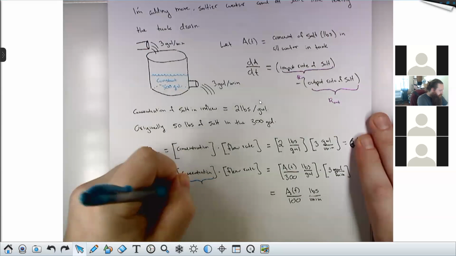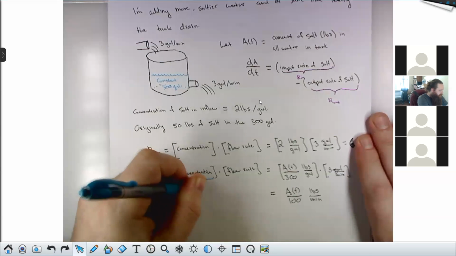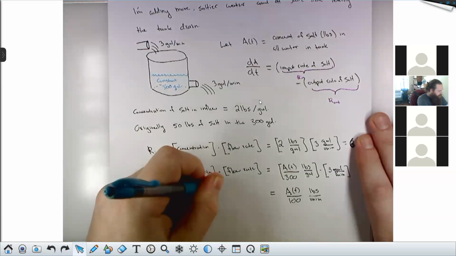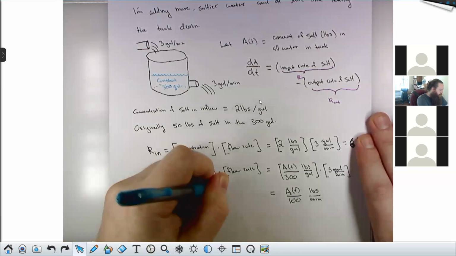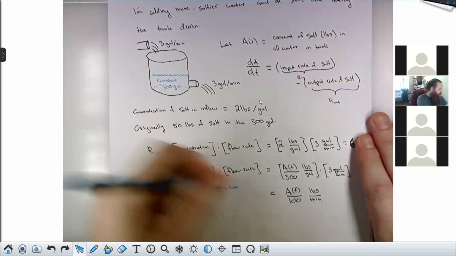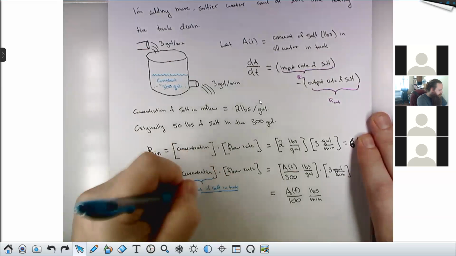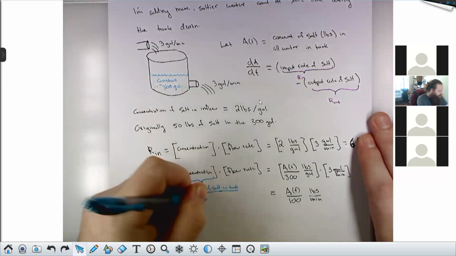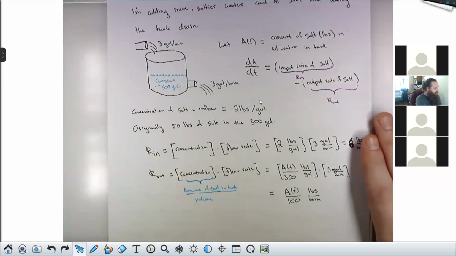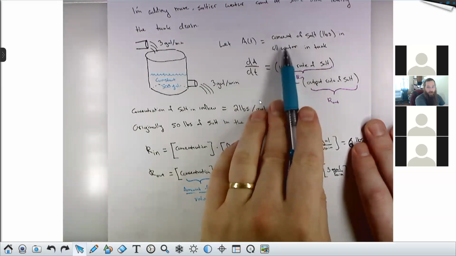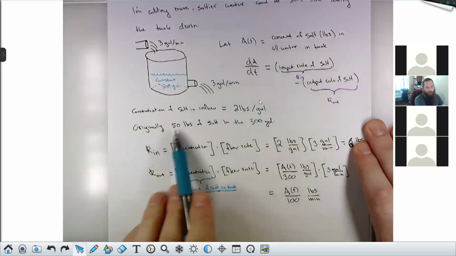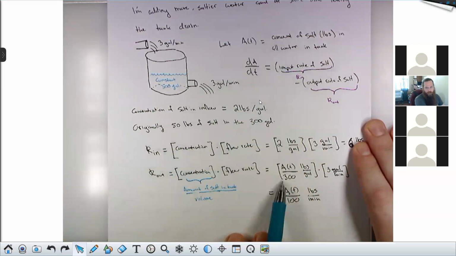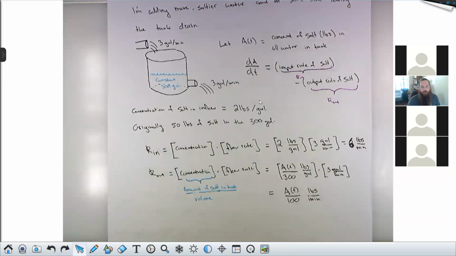is equal to the amount of salt in the tank, divided by the volume. And because the amount of salt is the thing I'm trying to track, it's the function A of t, it changes over time. Rather than just using the initial amount here, I want to use the function A of t here because I know that that concentration is changing.